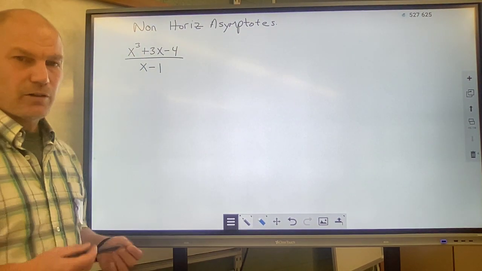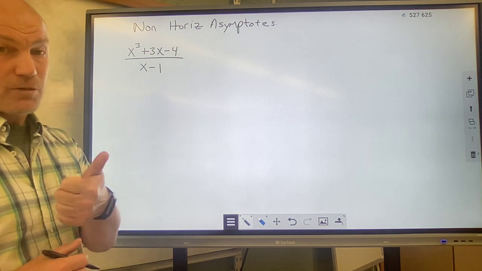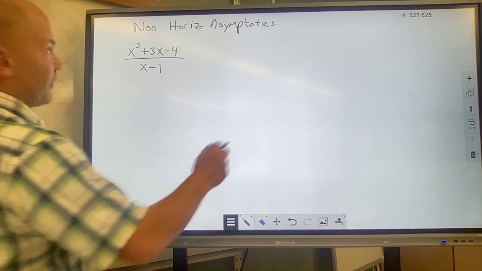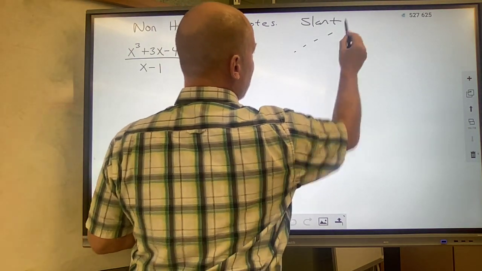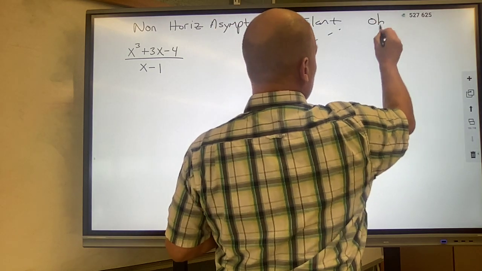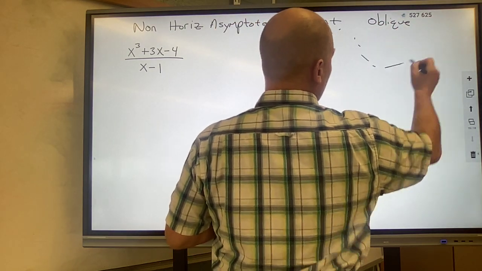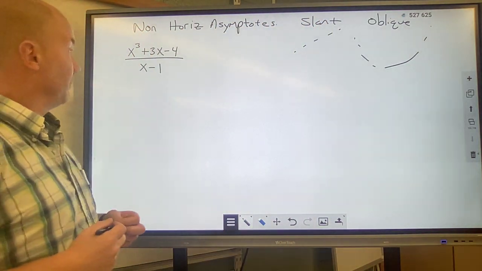So I want to talk about non-horizontal asymptotes. These are like oblique asymptotes or slant asymptotes. There are other names for them. So slant would be like a linear asymptote, or an oblique asymptote would be potentially like a curved asymptote. And we'll talk about both of those really quickly.